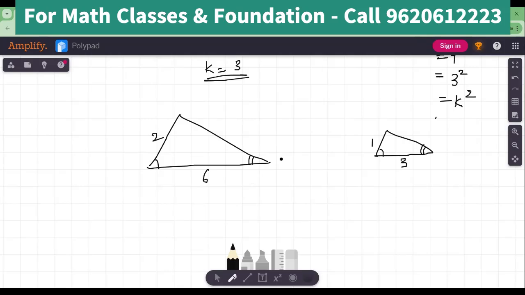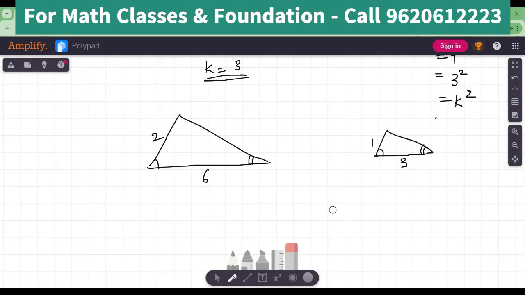Now, because we have these angles the same, you might be wondering why I did not talk about the third angle. In triangles, we know that the sum of the three angles is always 180 degrees. So if two angles are the same, the third angle should be the same because all of them together should add up to 180 degrees. That is why I did not talk about the third angle.